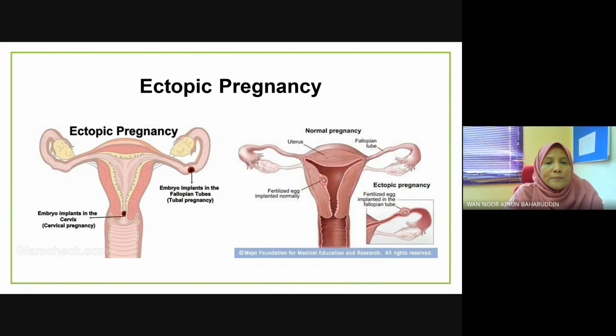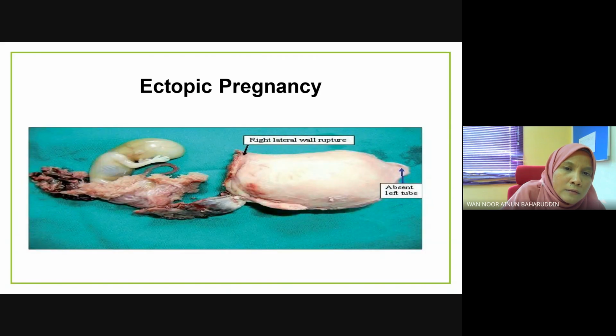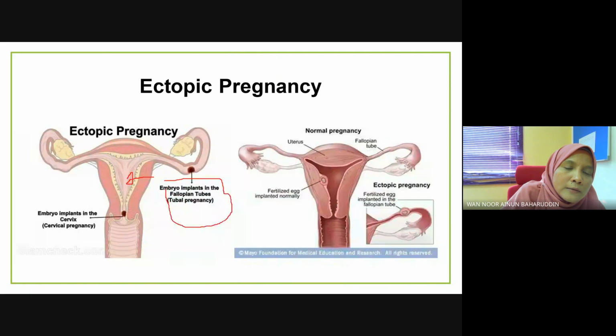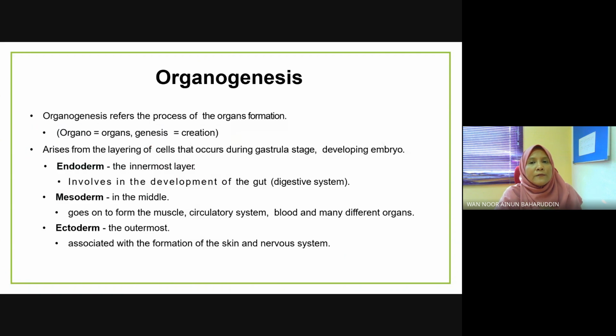What if there is an ectopic pregnancy? Ectopic pregnancy occurs if the embryo implants in the fallopian tube, meaning not inside the uterus itself. Mostly the lateral wall will be ruptured, meaning the baby also cannot be saved. So it gives a higher risk to both the mother as well as the baby itself.